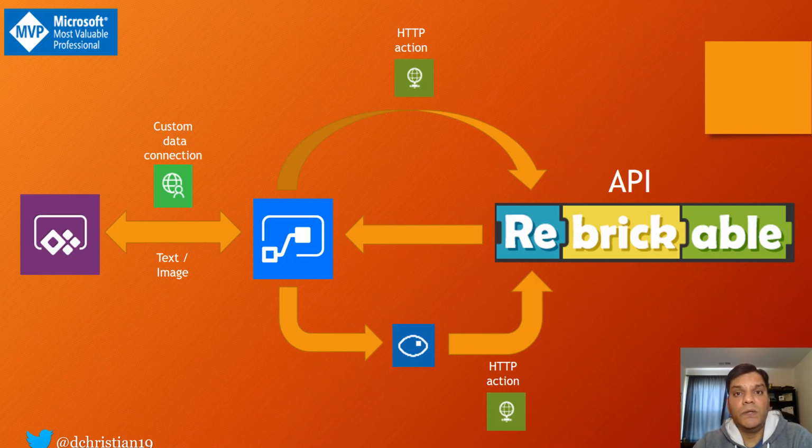I've also included vision, so that if I can see what the part number is on a Lego, I can scan it using just the camera of your smartphone, and then using the Cognitive Vision API, get the name, the number, which is the text, and send that using the HTTP action. Whatever return I get from Rebrickable, I get that back into the Flow, and then Flow, using the custom data connection, sends it back to PowerApps. So let's take a look at what I've built.